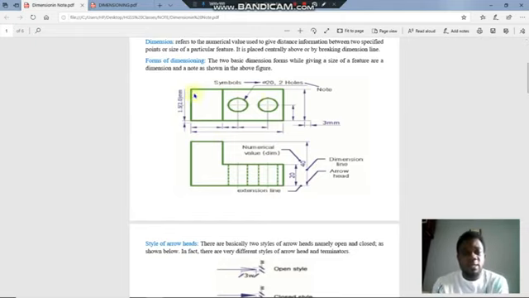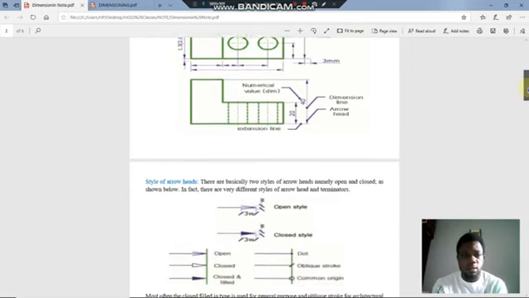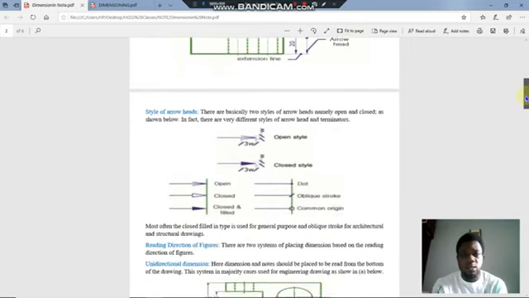And then we have the various elements of dimensions. We have the numerical value, the dimension line, the arrowhead, and the extension line. Let's look at this in detail here.